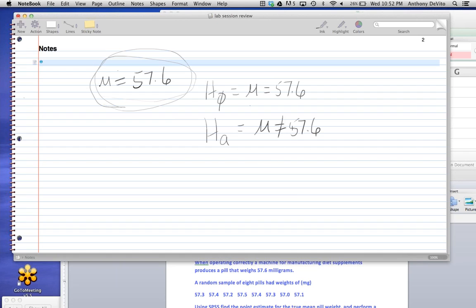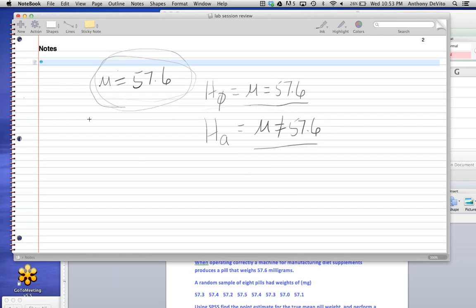The reason I say it's two-sided is because the way this hypothesis is phrased, in order for me to either accept my null hypothesis as is or reject it and accept the alternative that the real mean is different than 57.6, I can reject the null hypothesis if I determine that the true mean is likely to be less than 57.6 or more than 57.6. Either way, I could reject the null hypothesis.